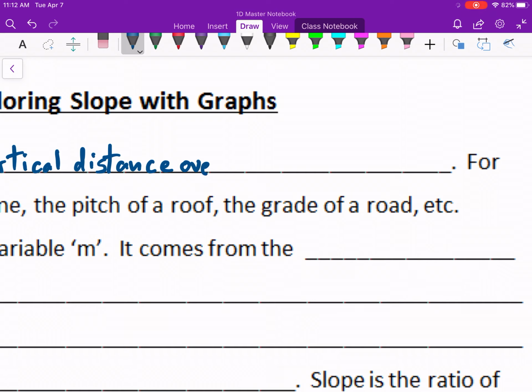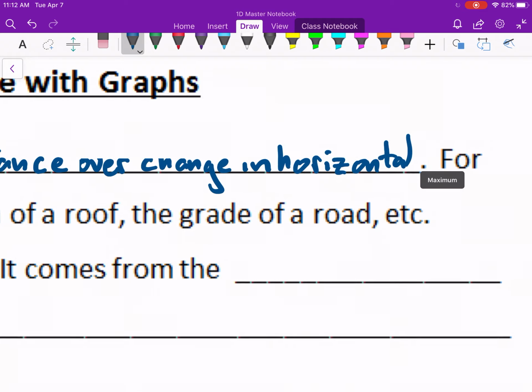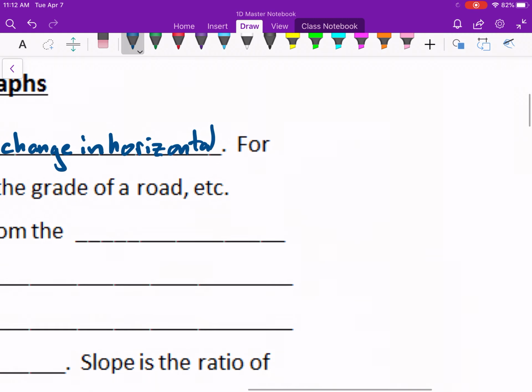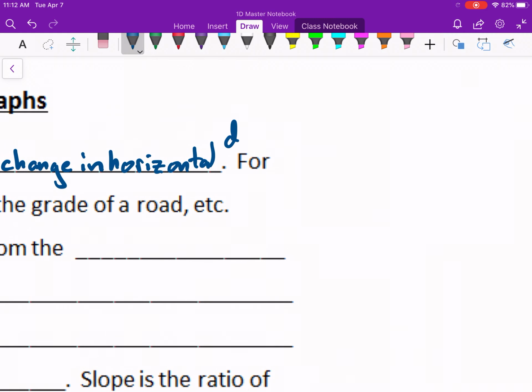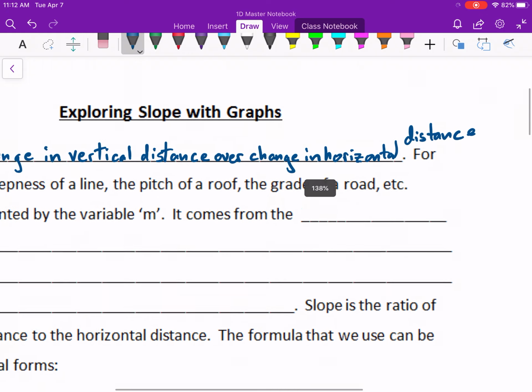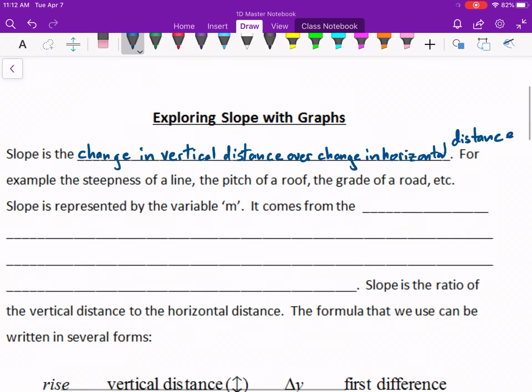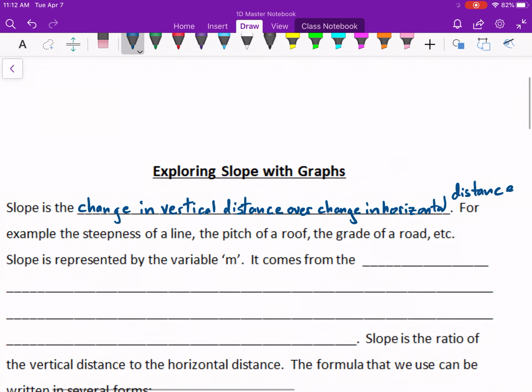Over change in horizontal distance. I'm going to have to go above the line here. Okay, that ain't pretty, but that's what it is. Slope is the change in vertical distance over the change in horizontal distance.